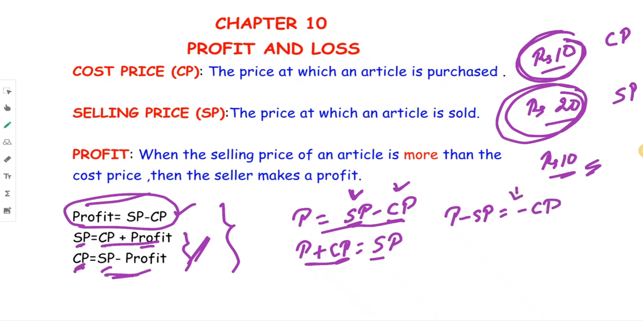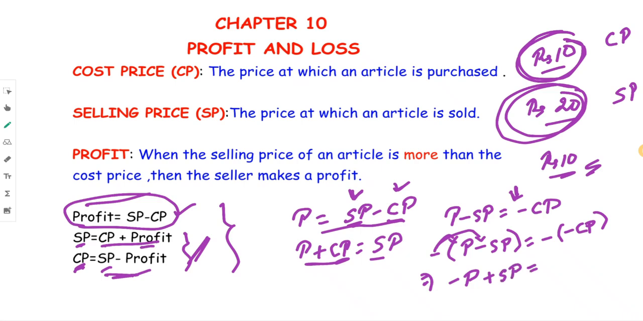But in order to make this equal to plus CP, I'll have to multiply everything by minus. Then I'll have minus P, minus into minus gives plus SP, and minus into minus gives plus CP. So the cost price equals SP minus the profit. You can see here, cost price equals SP minus the profit. Remember, it's just a manipulation of the first formula. While we're doing these questions, I'll explain further.